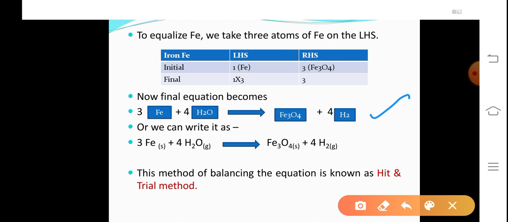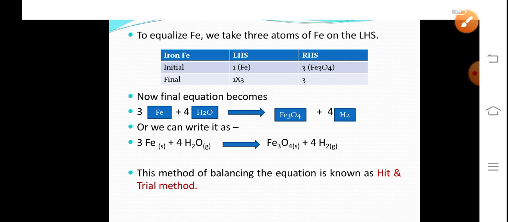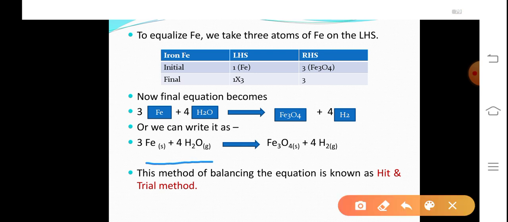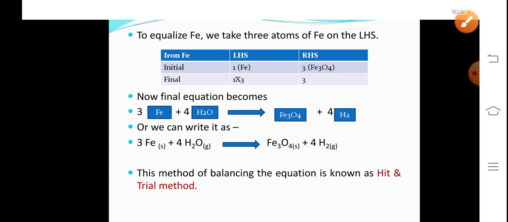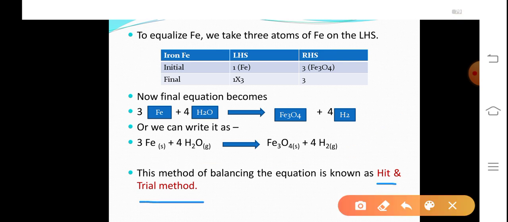Or we can write this equation by removing the boxes: 3Fe plus 4H2O gives Fe3O4 plus 4H2. So here you can now count all the atoms of the elements. Iron 3 on both the sides, hydrogen 8 on both the sides, and oxygen 4 on both the sides. So this is now a balanced chemical equation. This method of balancing the equation is known as the hit and trial method, as mentioned in your NCERT books.